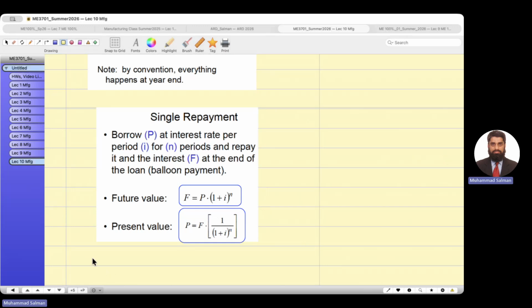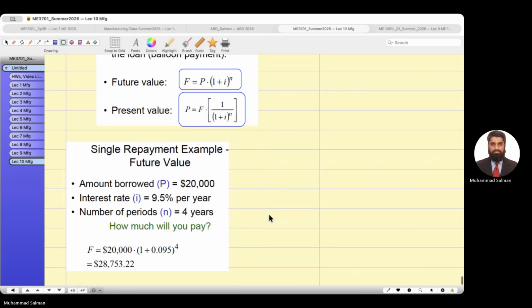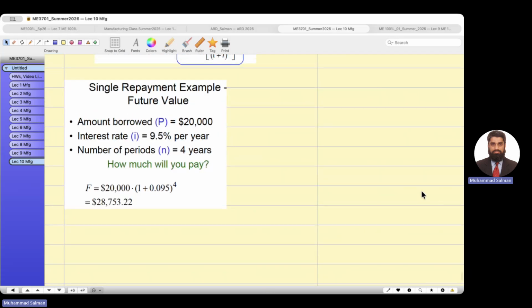The question is, the amount you borrowed from the bank is $20,000, and the bank says it will charge you 9.5% per year, and you pay back the same loan after 4 years, lump sum. You don't have to pay any periodic payments, just after 4 years. So how much do you have to pay extra? $8,753 you will pay extra.